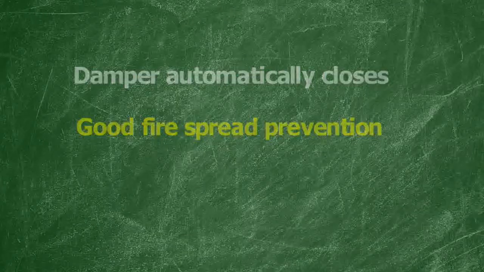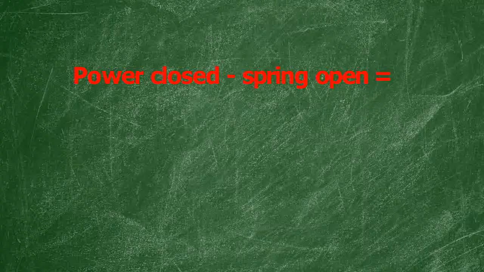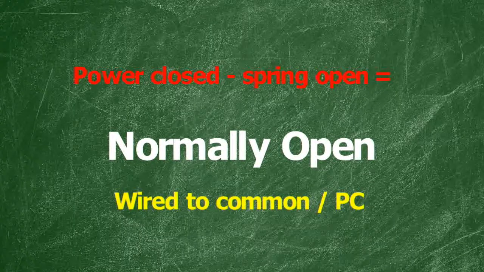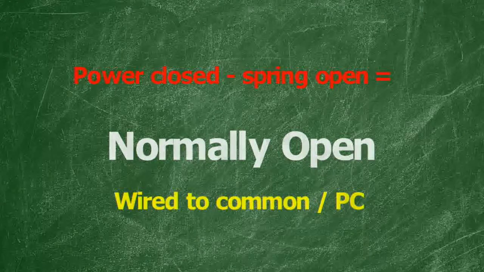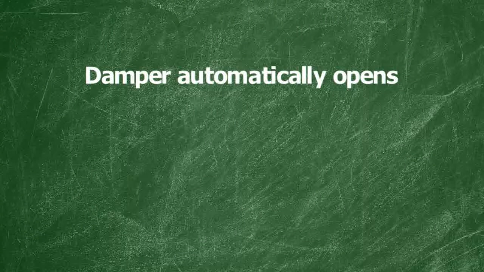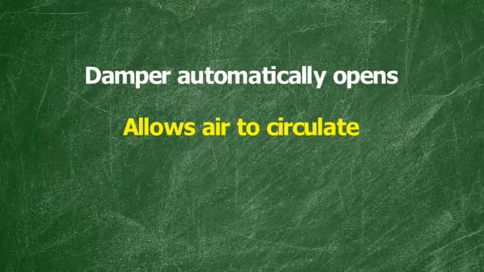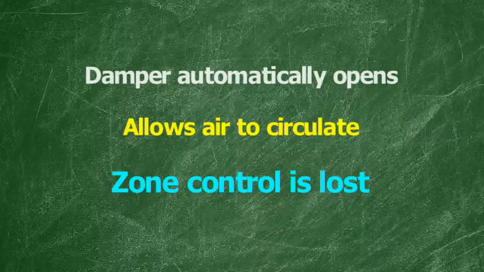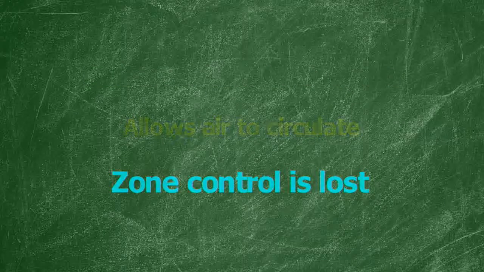The power closed spring open is a normally open damper and must receive power from the zone control board to close. It's wired to the common and power closed terminals. This is the most common type of zone damper in use today because if the motor fails or there's a zone control panel failure, the zone will open, allowing the conditioned air to circulate. It is true that the control of zones is lost during such a motor or control failure, but at least every area will receive heating or cooling until a repair is made.